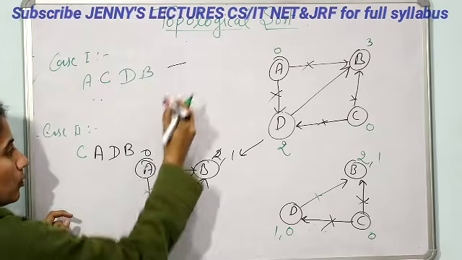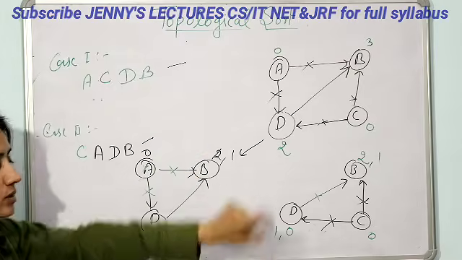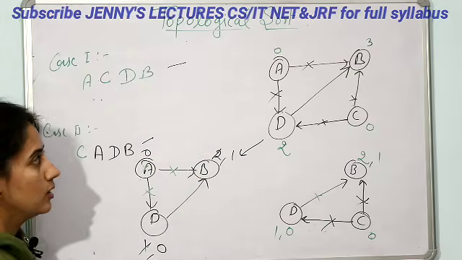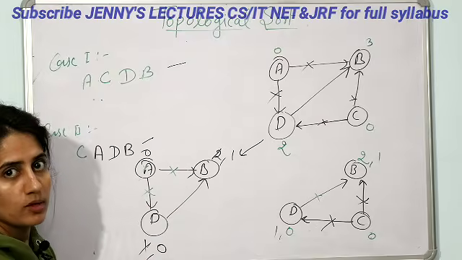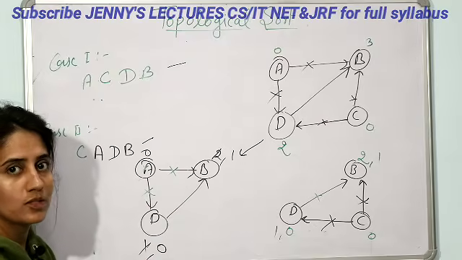So these are the two topological orderings possible for this graph, fine. So for every directed acyclic graph, more than one topological ordering is possible. Okay, I'll see you in the next video.